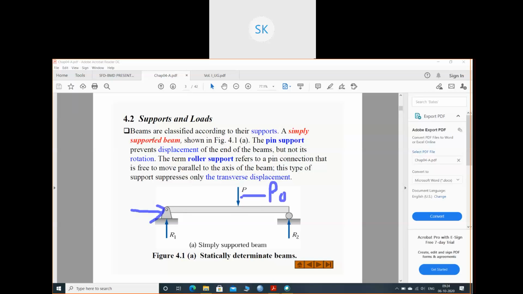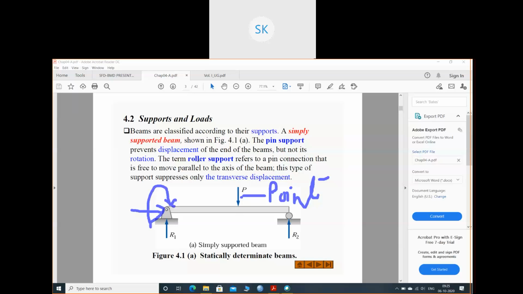Okay, so beams are classified according to their supports. A simply supported beam, as shown in the figure, has a pin support that prevents displacement of the end of the beam, but not its rotation. Yes, this pin support does not prevent rotation. Pin support only prevents vertical and horizontal motion.